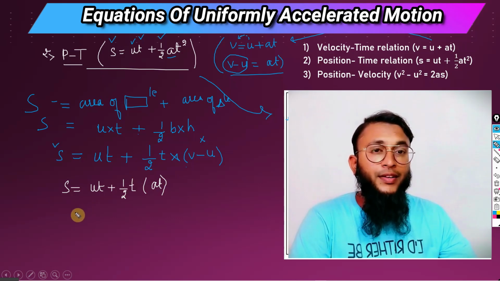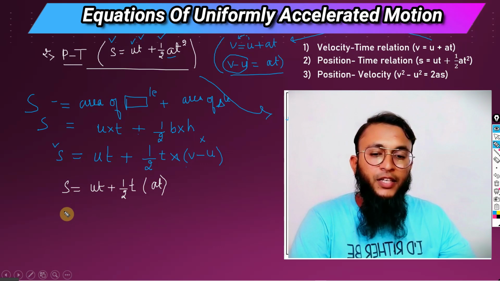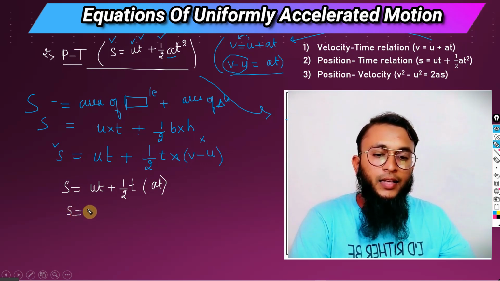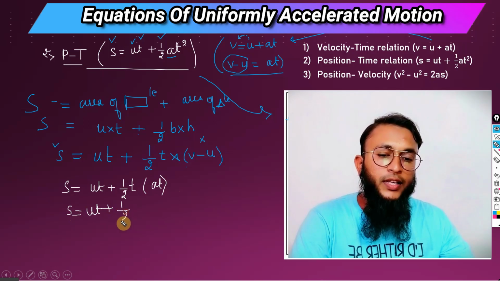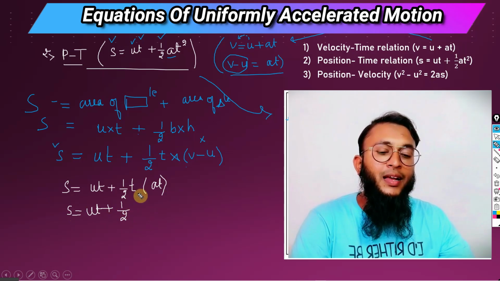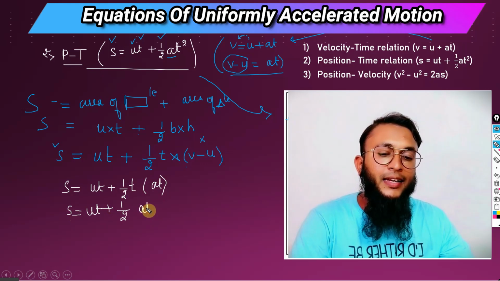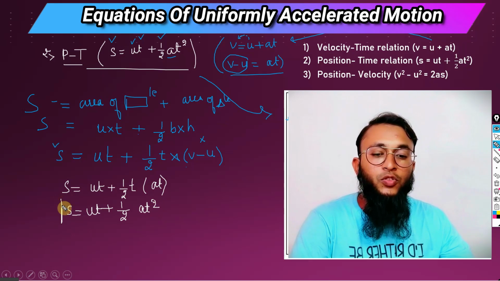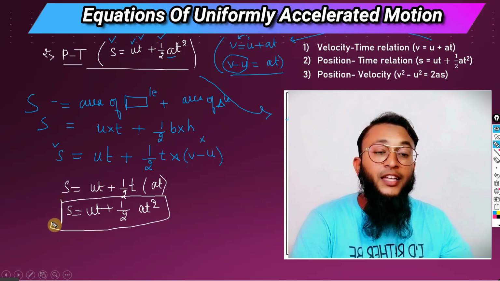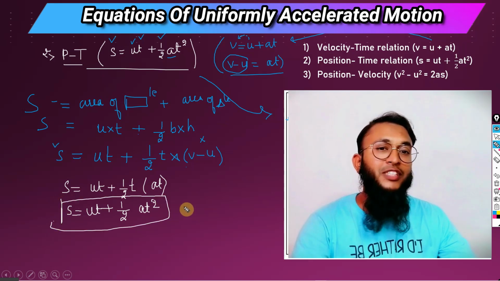So S is equal to ut plus half at square. I will write S, and ut is ut, and half is half only, and this t multiplied by time becomes time square. And what is there remaining? a into t is at square. You got the equation. S is equal to ut plus half at square. We got the second equation.